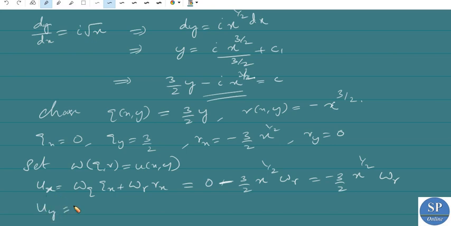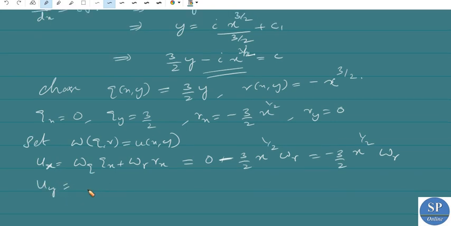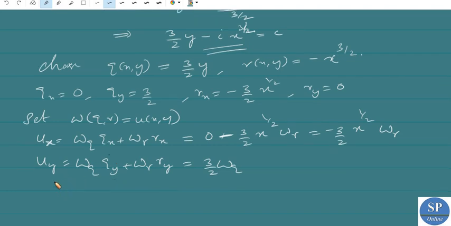Now u_y is nothing but w_q into q_y plus w_r into r_y. So this implies q_y is 3 by 2, so 3 by 2 into w_q plus r_y is 0. So this is u_y. Now we have to find u_xx and u_yy.